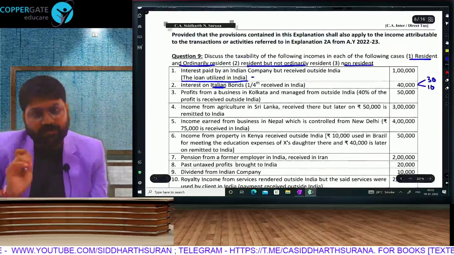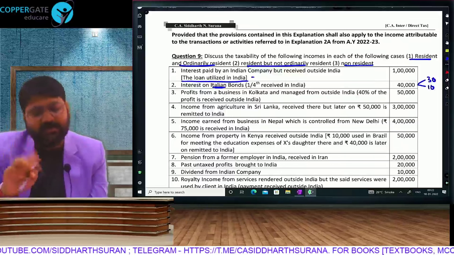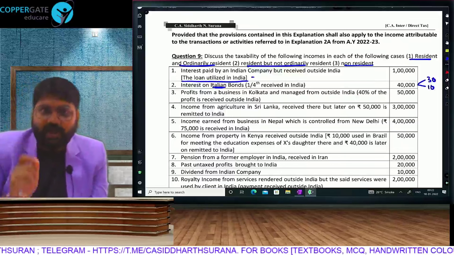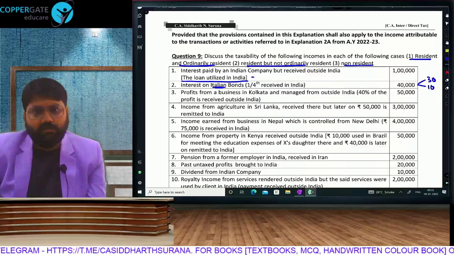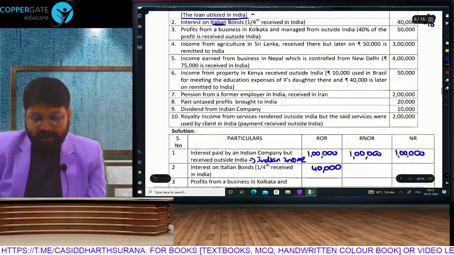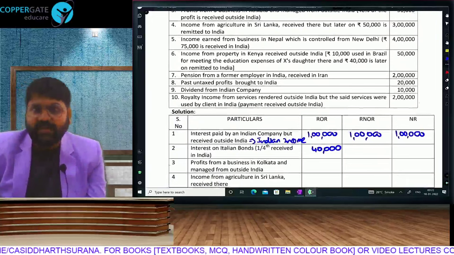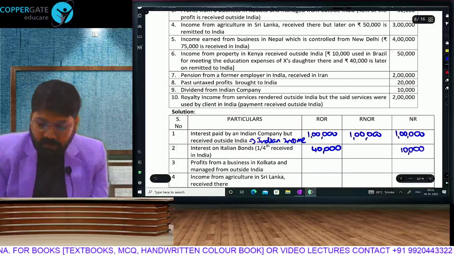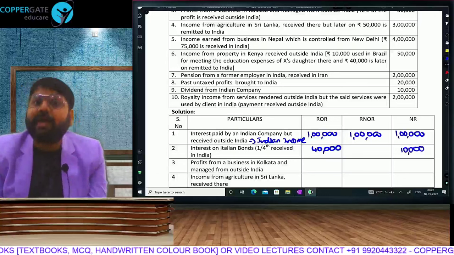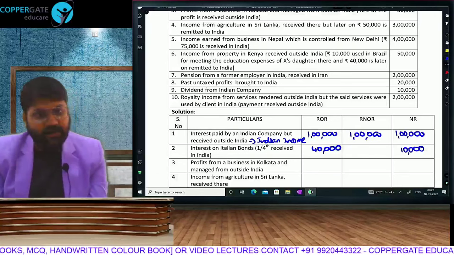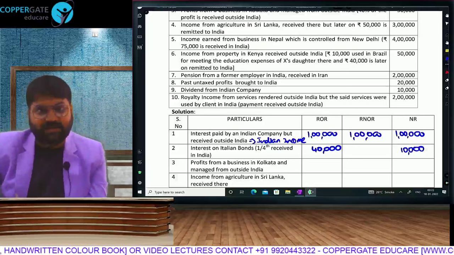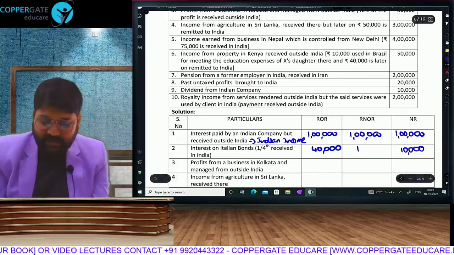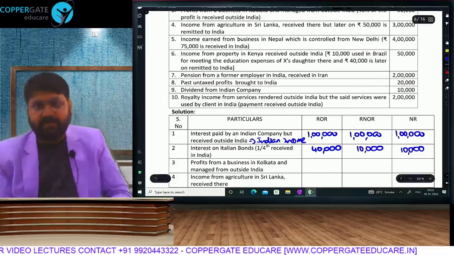Just tell me one thing. In 40,000, do you understand foreign income is 30,000 and Indian income is 10,000? Foreign 30, Indian 10. And ROR has to pay tax on both. But RNOR and non-resident have to pay tax on which income? Non-resident, tell me please. Indian income or foreign income? Only Indian income of 10,000. And RNOR, again, only Indian income. Which is the only foreign income of RNOR which is taxable in India? And there is no such thing given as business controlled from India. That means, can I say RNOR will also have only 10,000 rupees? That is the Indian income.